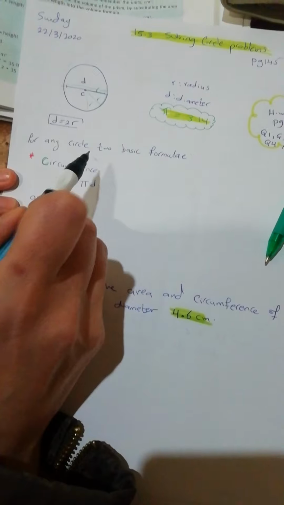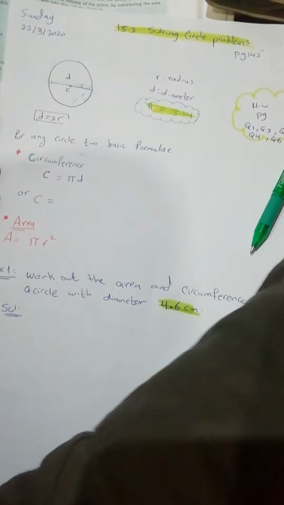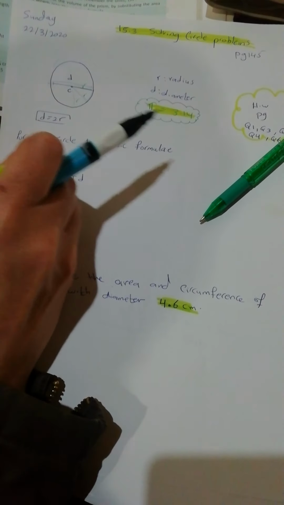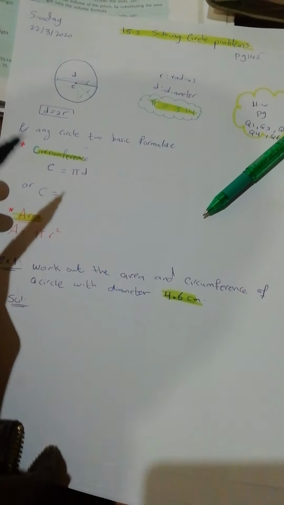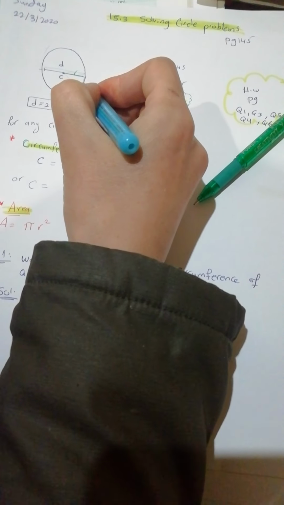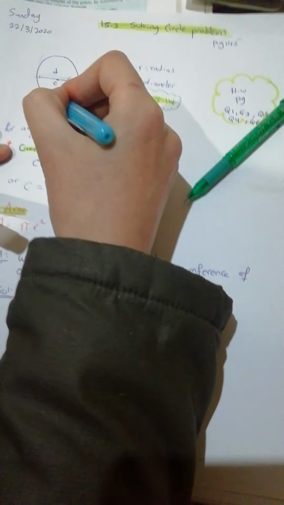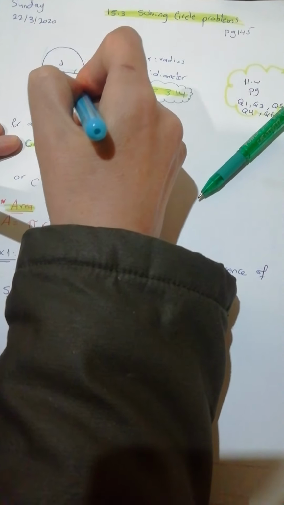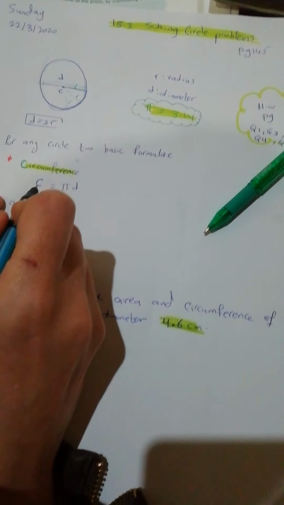Now there are two basic formulas for any circle, the circumference and the area. Now the circumference, we are talking about the length of this distance around the circle. This is the circumference. Okay, it's given by this formula.